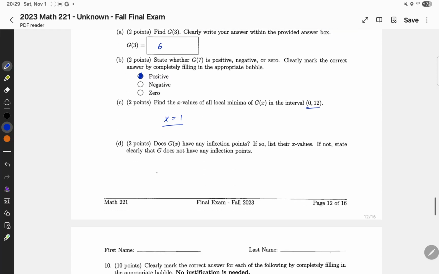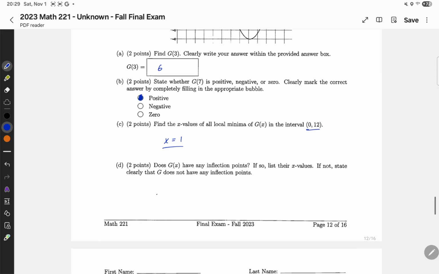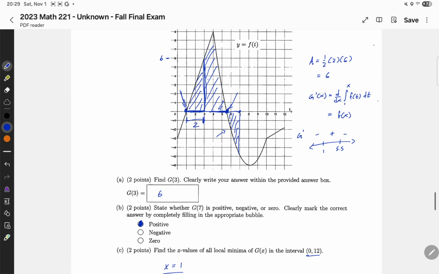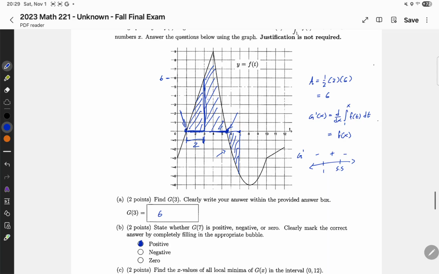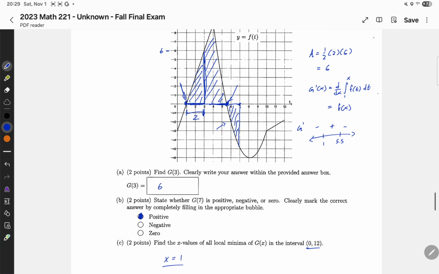All right, so now, does g of x have any inflection points? If so, list their x values. If not, clearly state it does not. So because we know g prime of x is equal to f of x, we can just differentiate again. We get g double prime of x is equal to f prime of x. And so now we know that inflection points occur when the second derivative is 0 or undefined.